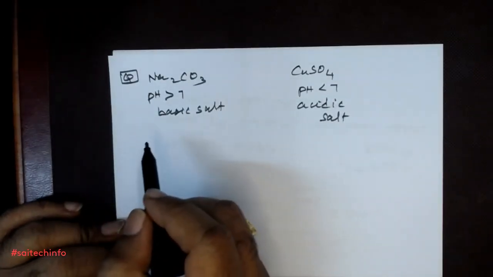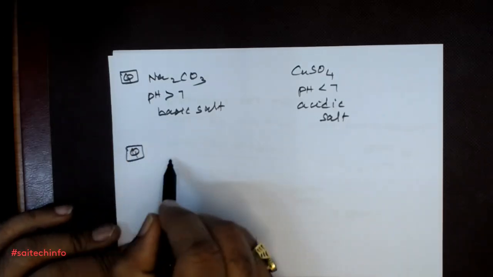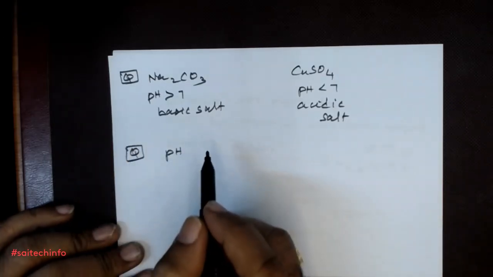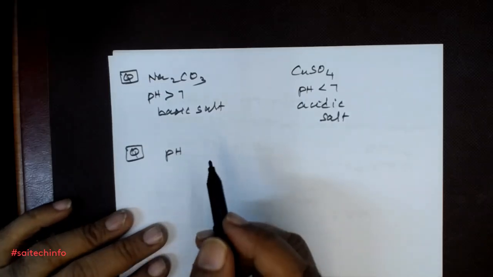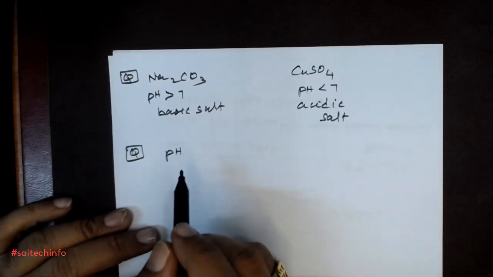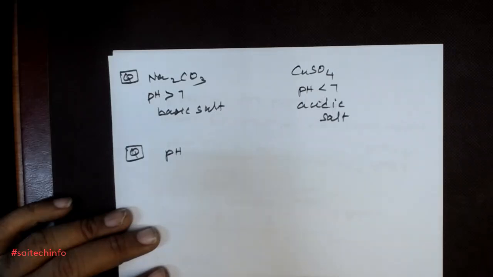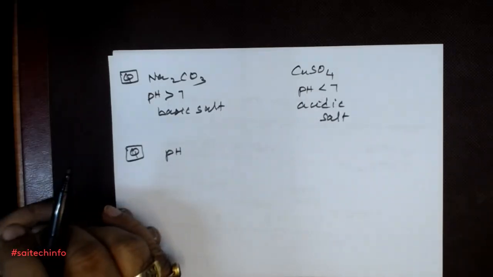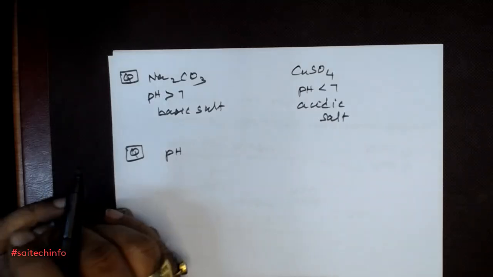Next, define pH scale. Draw a figure showing variation of pH with change in concentration of H plus and OH minus ions.